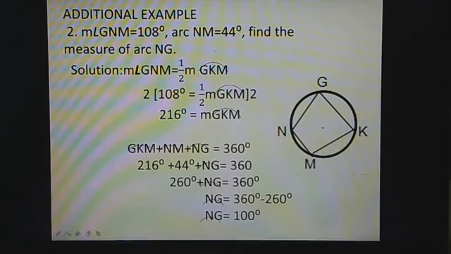So 216 plus 44 is 260 plus arc NG is equal to 360 degrees. Subtraction property of equality, we have NG is equal to 360 degrees minus 260 degrees. Therefore, arc NG is equal to 100 degrees. Okay. So that's all for theorems on chords, arcs, central angles, and inscribed angles.